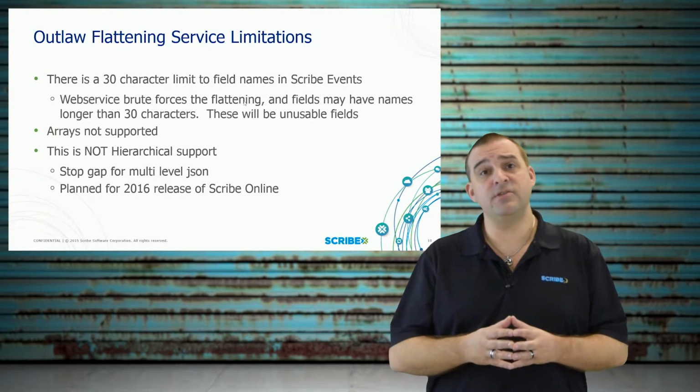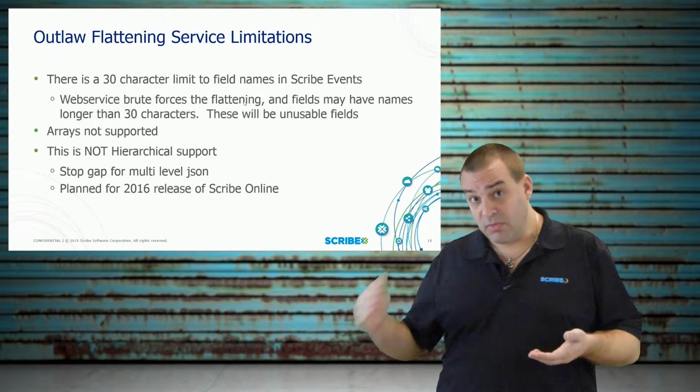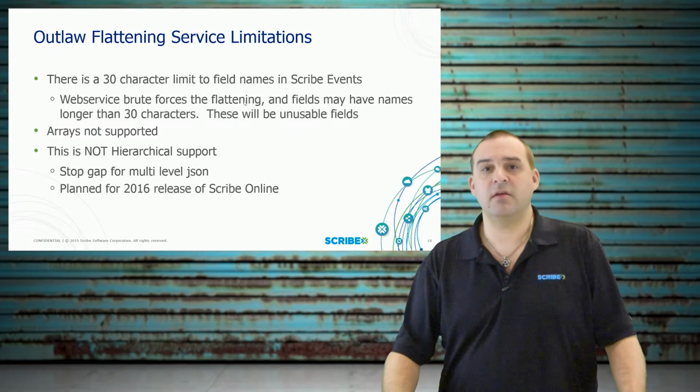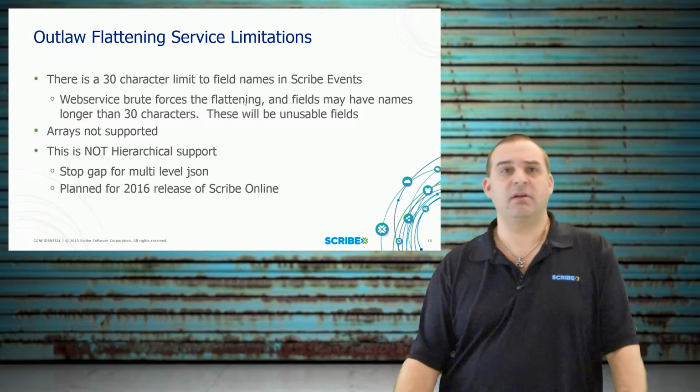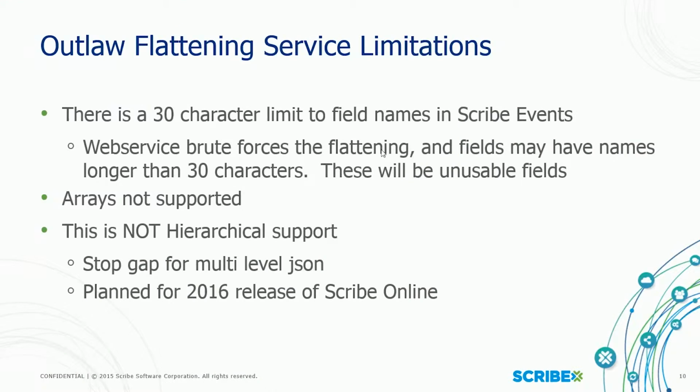So when you're flattening JSON, be aware that if you have multiple levels, your field names can get out of control, and those fields that are way down here at the bottom of the tree may still not be accessible. Arrays are not supported. So when you have a JSON request or JSON body that includes arrays, these arrays will not be flattened out by this JSON flattening service. So that's another limitation. And the last limitation is this.